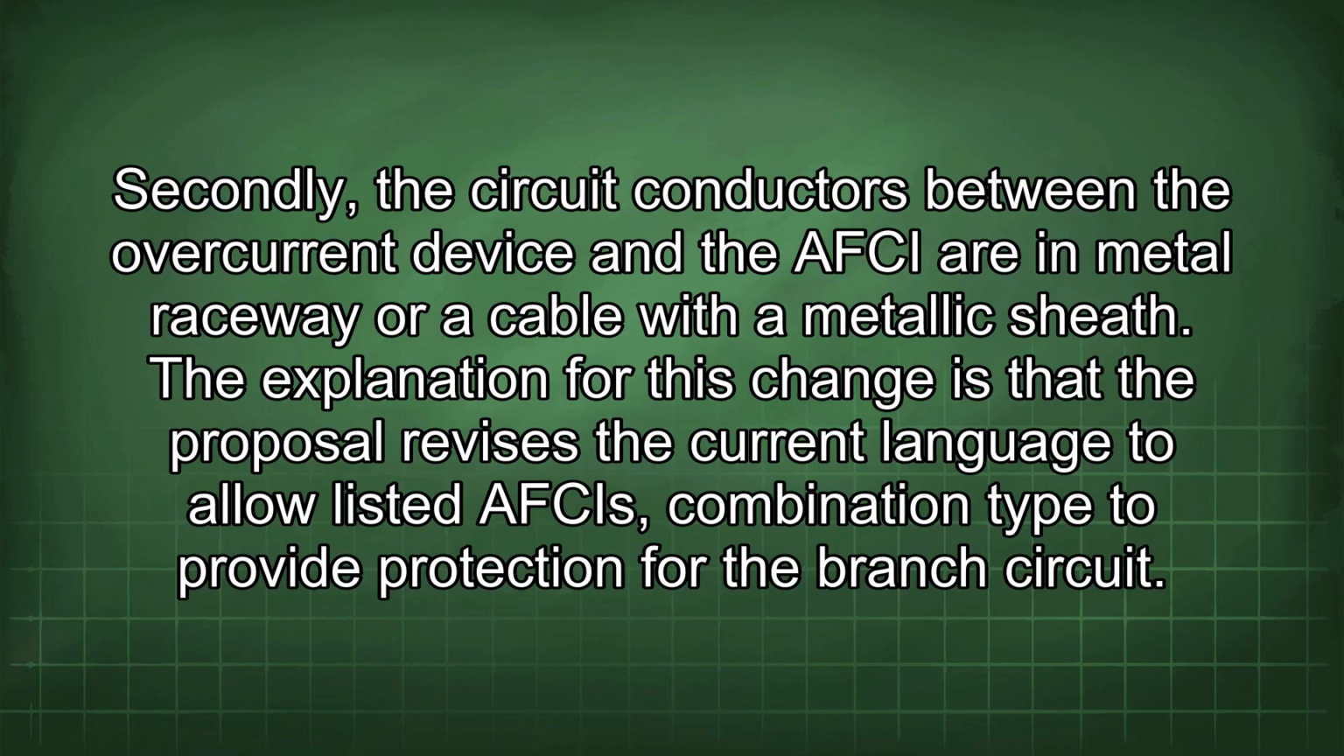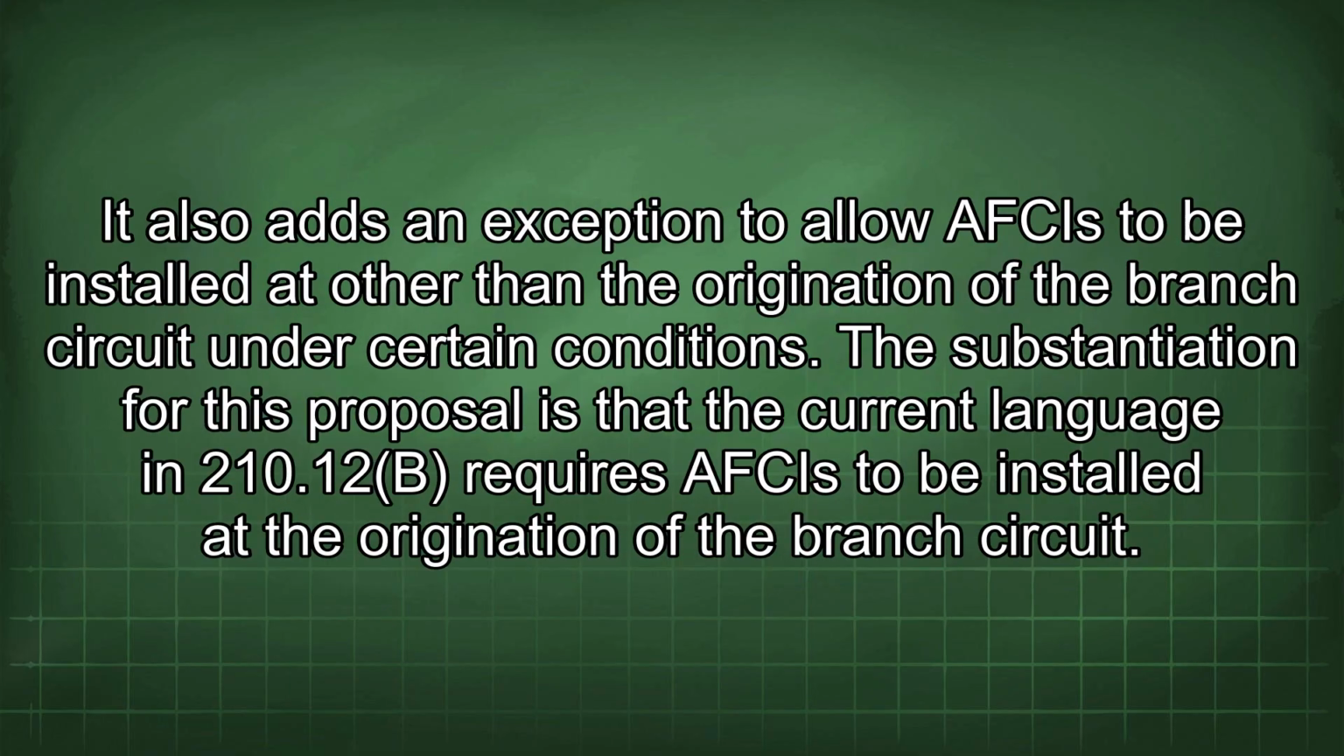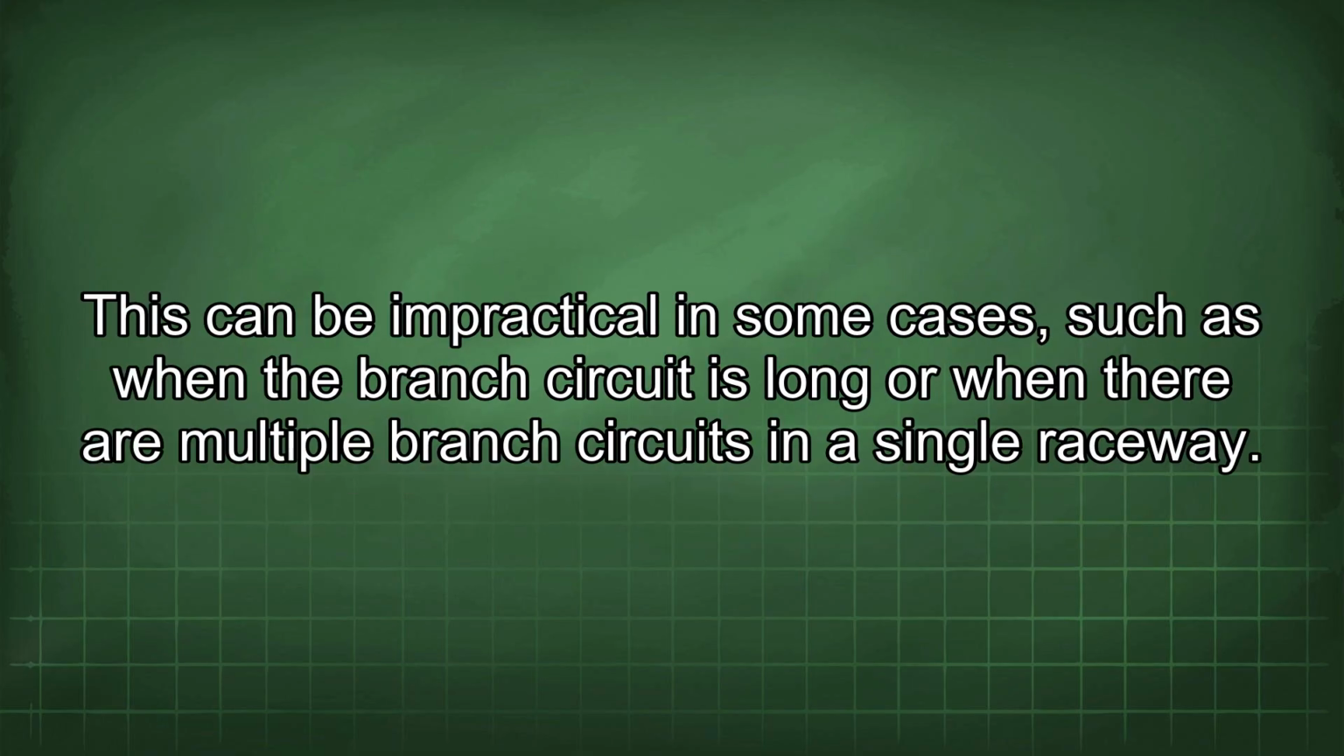The explanation for this change is that the proposal revises the current language to allow listed AFCIs combination type to provide protection for the branch circuit. It also adds an exception to allow AFCIs to be installed other than the origination of a branch circuit under certain conditions. The substantiation for this proposal is that the current language in 210.12(B) requires AFCIs to be installed at the origination of the branch circuit. This can be impractical in some cases, such as when the branch circuit is long or when there are multiple branch circuits in a single raceway.